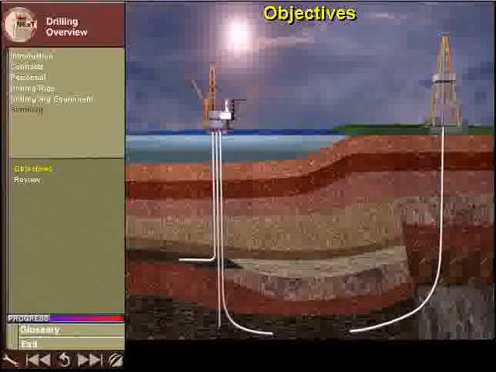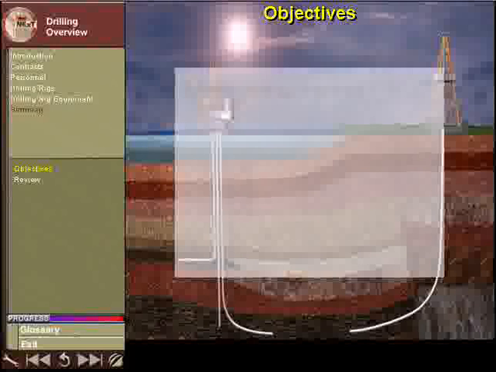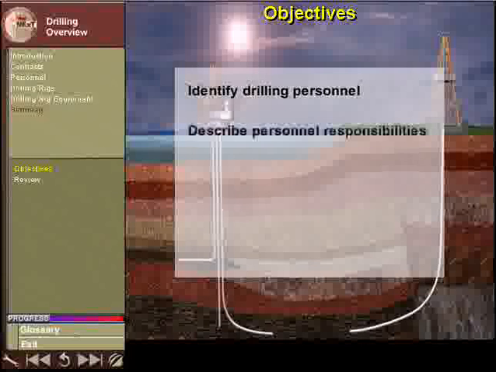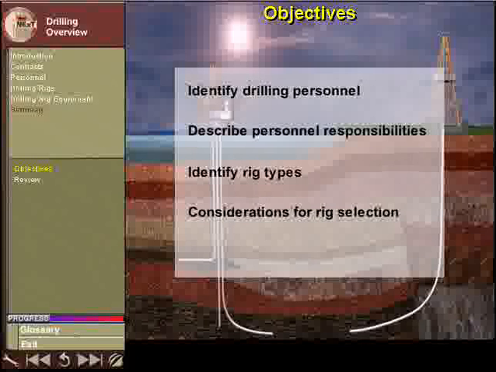Now that you have completed this module, you should be able to identify various drilling personnel. Describe how these personnel work together during the process of drilling a well. Identify 5 types of drilling rigs. Describe which type of rig to use in a specific environment. Identify and describe the 5 subsystems that comprise drilling rig equipment.